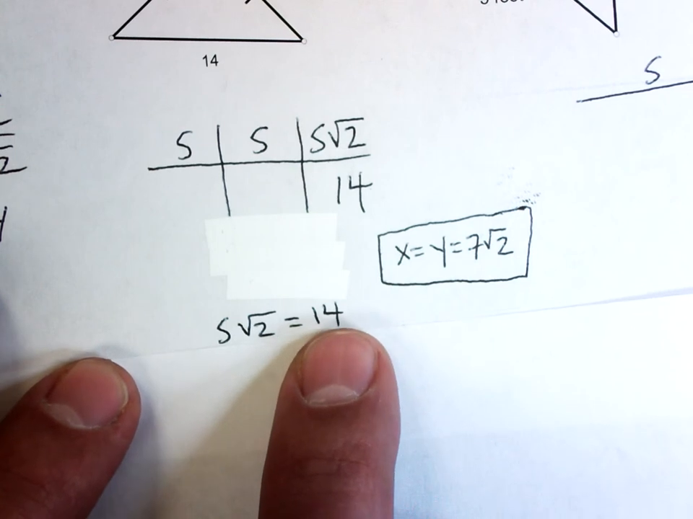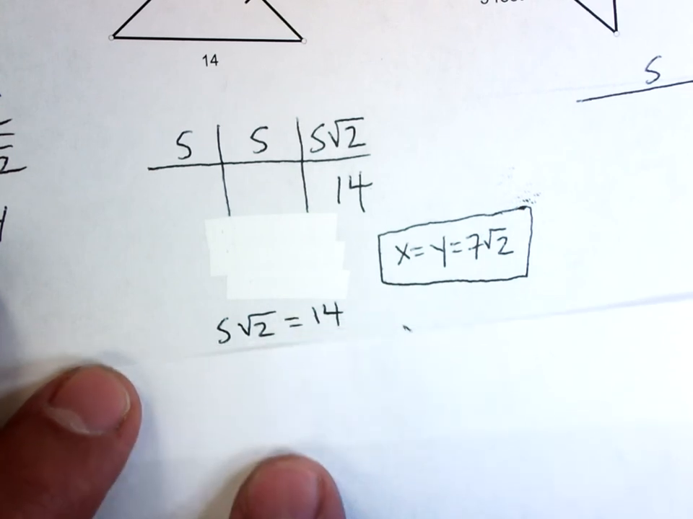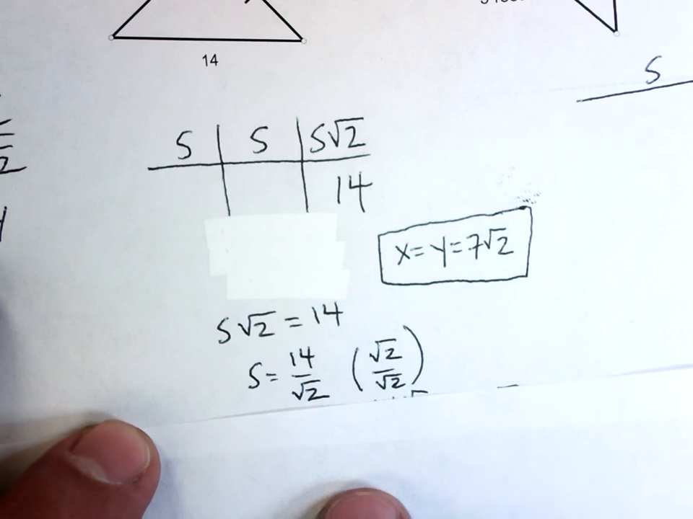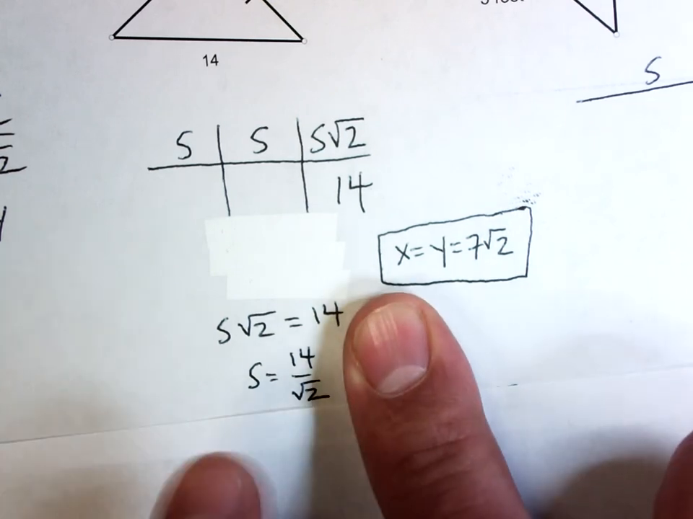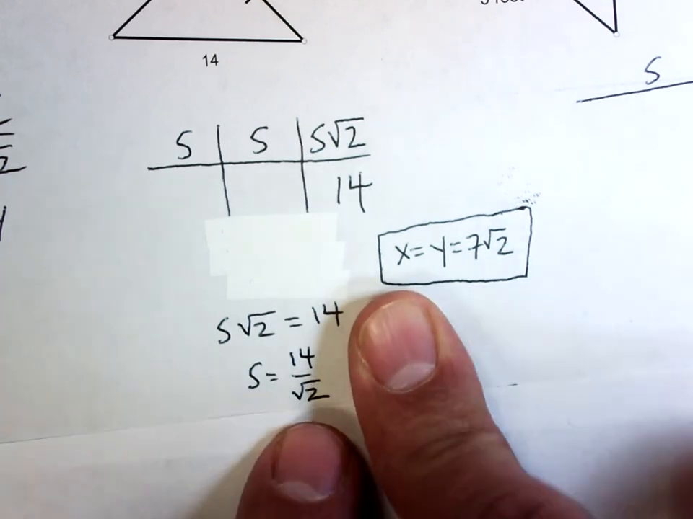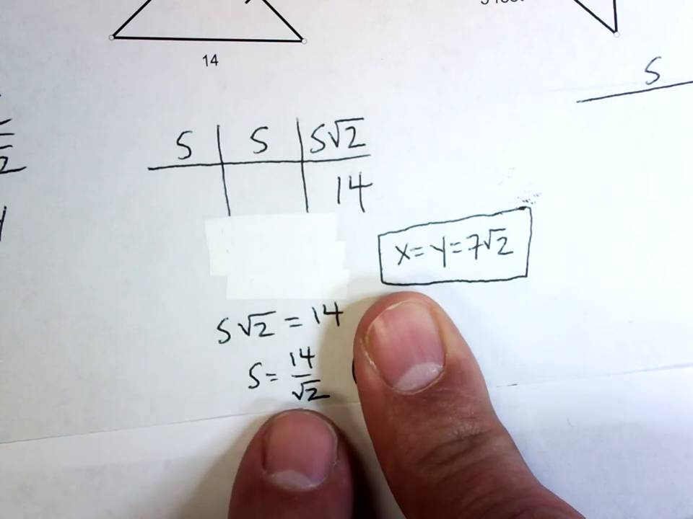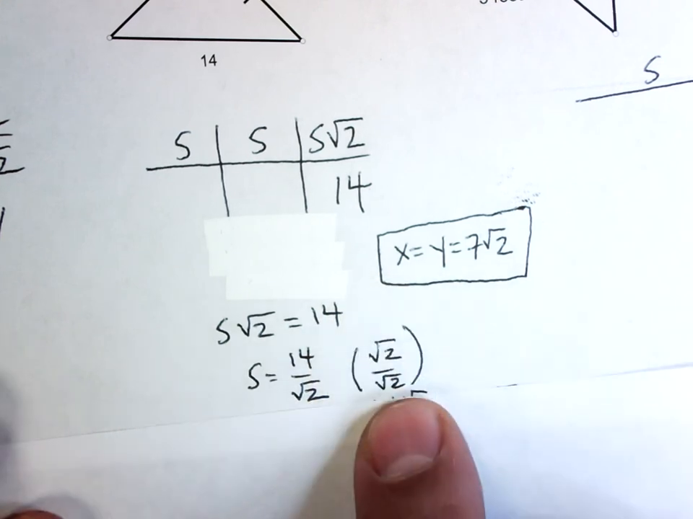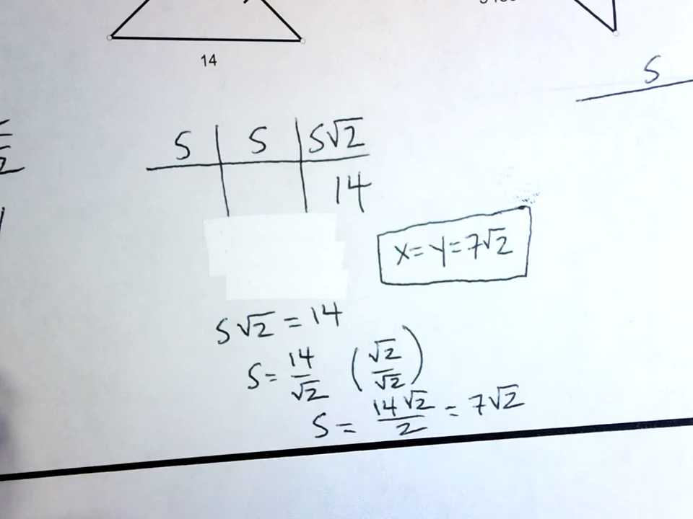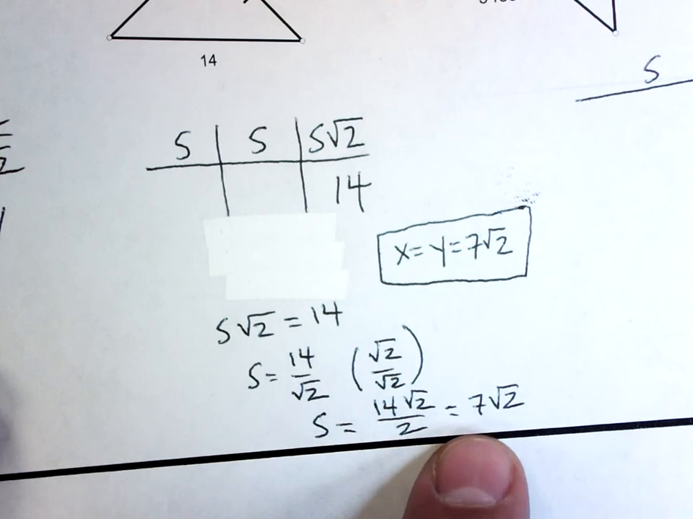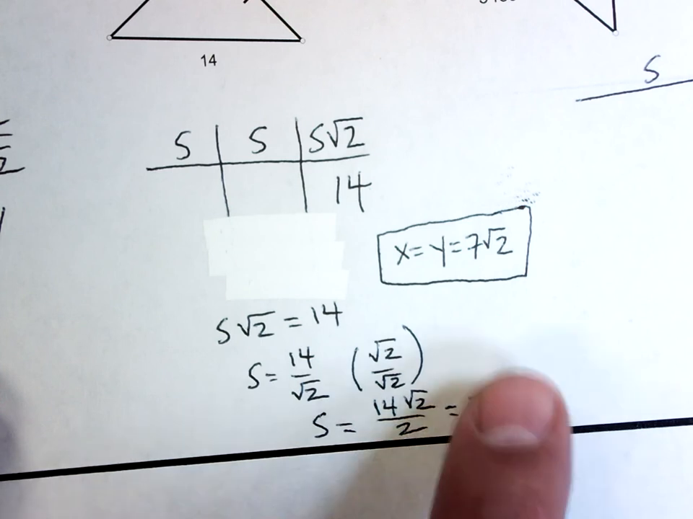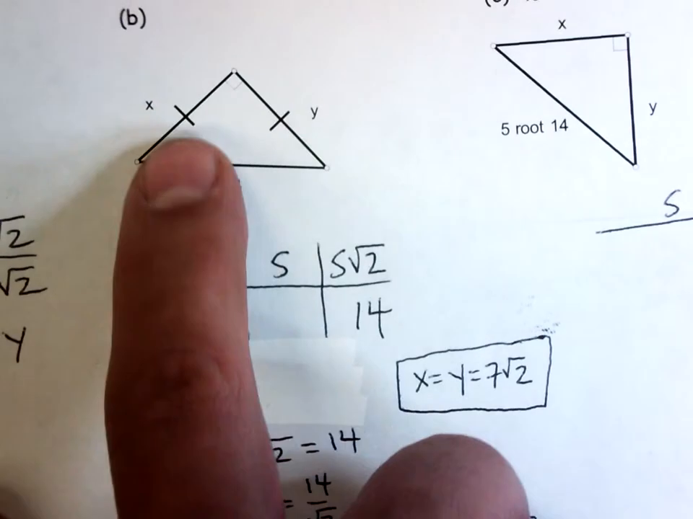Well, now I just have to solve for s. Divide both sides by root 2, which I did. And so I have s equals 14 divided by root 2. But remember, I cannot have a radical on the bottom. So I multiply by root 2 over root 2, which gives me s equals 14 root 2 divided by 2. But 14 divided by 2 is just 7. So my side length, my s, is 7 root 2.